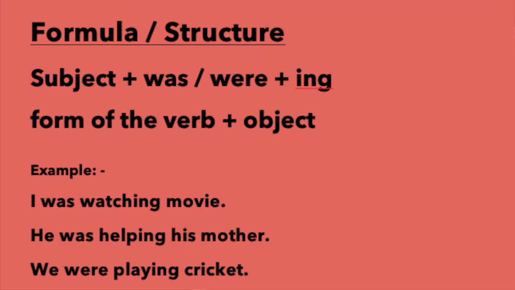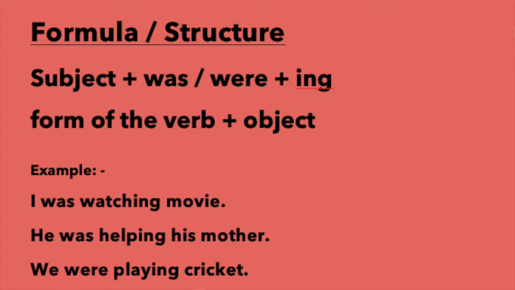The structure or formula of the past continuous tense is subject plus was or were plus the ing form of the verb plus object. The ing form of the verb is called the present participle form of the verb. See the examples. I was watching a movie. He was helping his mother. We were playing cricket. Here we use was with I, he or she, and were with you and we.